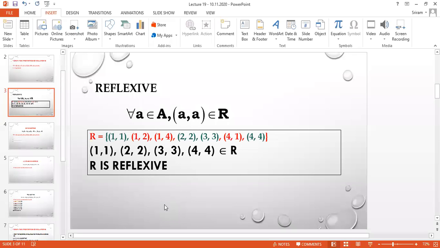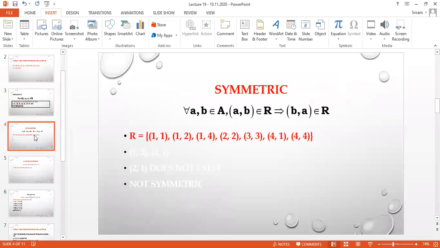What is the meaning of reflexive? I am going to check the pairs with the same numbers. That is called reflexive. But when we come to symmetric, if I take (A,B), I am going to check the reverse. What is the meaning of reverse? (B,A). I am going to check for each pair, dear.